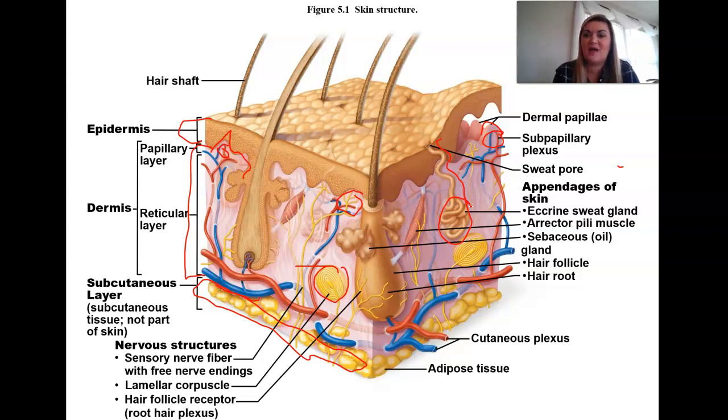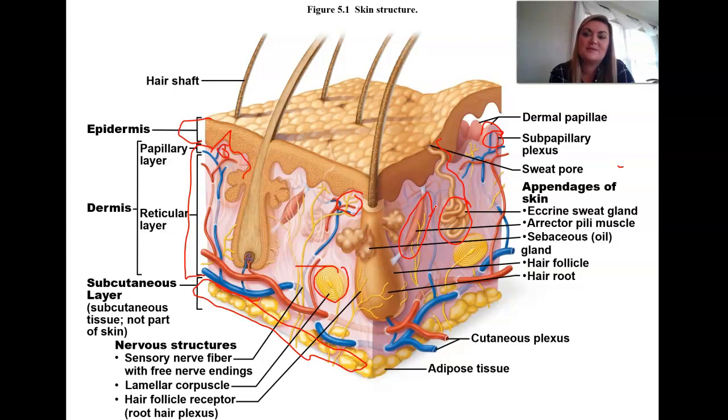Okay, next you have this muscle here. That muscle's called the erector pili. That muscle's going to help the hair stand up on end. So if you get a cold chill or if you're scared or something like that, that's the muscle that's going to tighten up and pull on that hair to cause it to stand up.